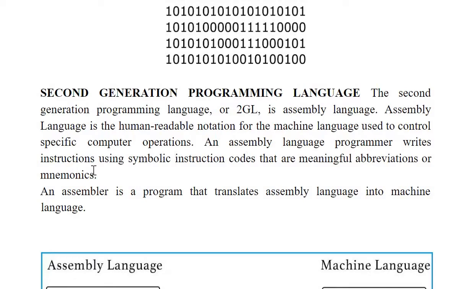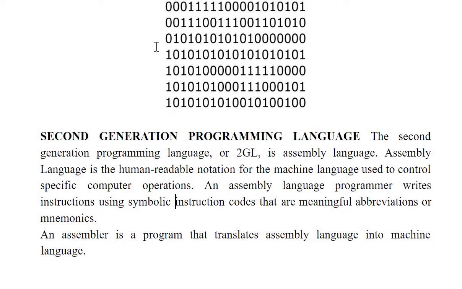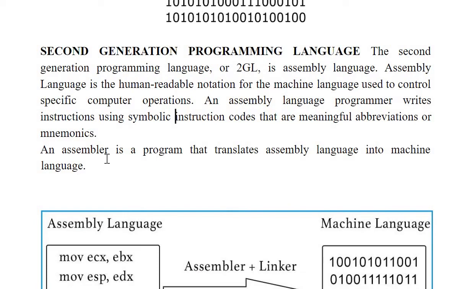This is an important question for MCQ. So in assembly language, the instruction codes are written as meaningful abbreviations, and they are called mnemonics. We need software to convert this second generation language into machine code. The software that is used to convert assembly language into machine language is called an assembler.